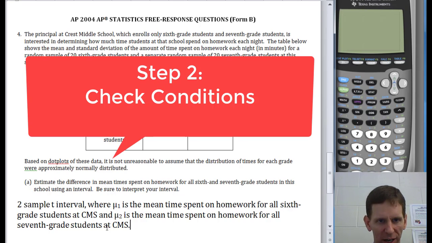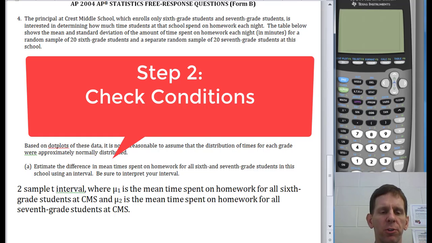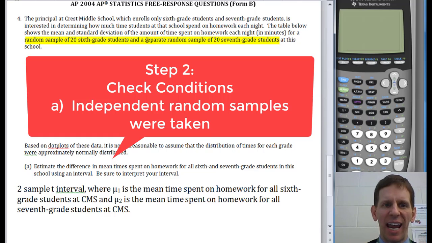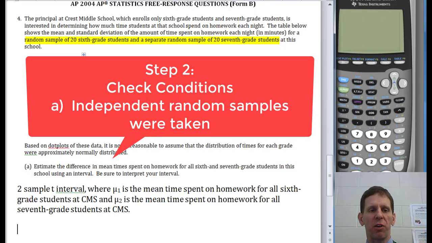Step 2, check conditions. The first condition for a 2-sample t-interval is independent random samples. That means separate random samples, and it specifically says a random sample of 26 6th grade students and a separate random sample of 27 7th grade students. We already know that you're not going to have anybody in the 6th grade group that's part of the 7th grade group. So that's separate, and if that wasn't clear, they even said in the problem separate. So we do have independent random samples, and we can state that as our first condition.